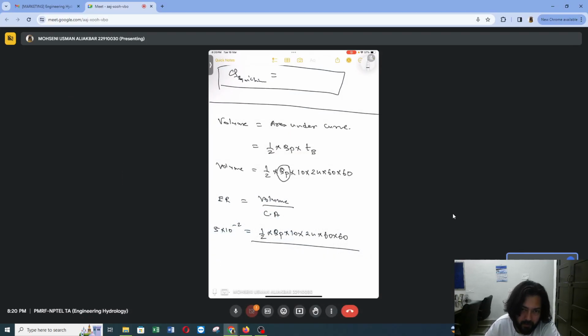Now the value of catchment area is also known to us, which is 1500 kilometer square. So we have converted it into meter square. So if we solve this equation, we will get the value of Q peak, which they have asked us to calculate, which will be in meter cube per second, right?